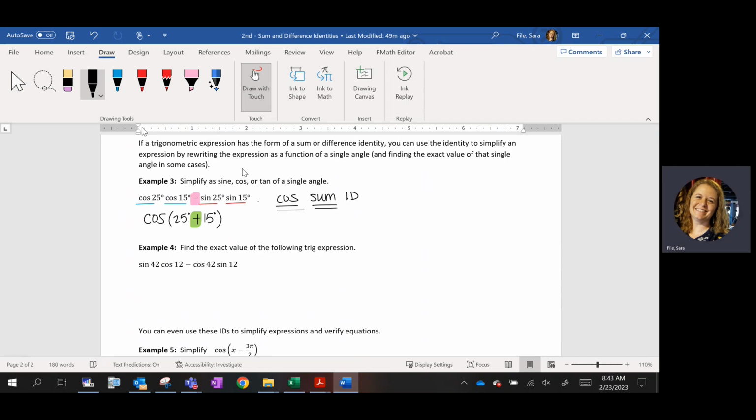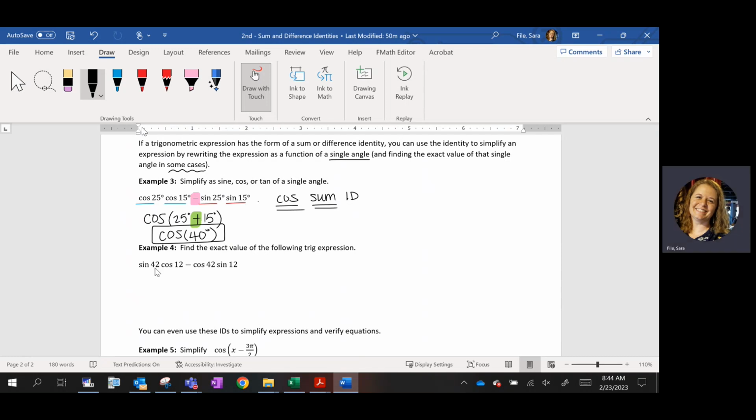So they want us to write this as a function of a single angle. I don't want to leave it like this because that's two angles. For a single angle, we're going to go ahead and do that addition. So this is cosine of 40 degrees. Now it says in parentheses, and finding the exact value of that single angle in some cases. Not in this case, because 40 degrees is not one of the angles that we have memorized, right? That's not one of the special angles, so I would just stop there.